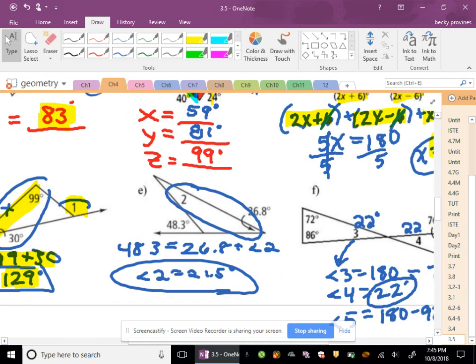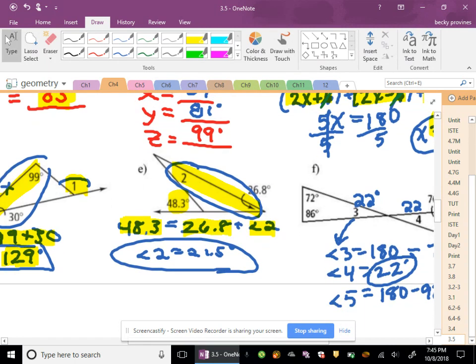Okay, so this one, you have the same idea, but now you actually know this exterior angle. So I'm going to put that out here, and let's make sure that there's a decimal there. And it's going to be equal to the sum of these 2 remote interiors. So notice I wrote 26.8 plus angle 2. Or, you could put x if you'd rather. So I'm just going to subtract the 26.8 from both sides to solve for x, and you get 21.5.